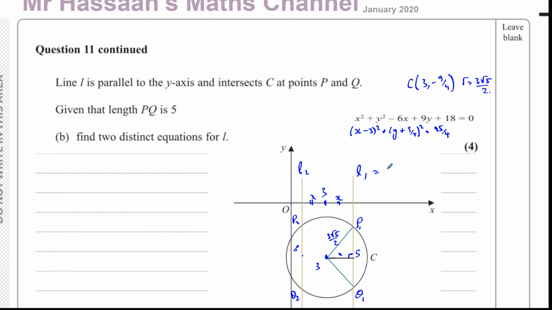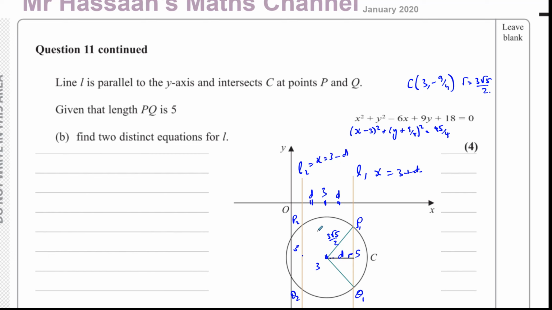Okay, so the equation of line 1 is going to be 3 plus x. Actually, let me not call it x, because x is the name of the equation. Let me call it something else. Let me call it distance d. That's going to be d, and that's going to be d. So the equation of line 1 is going to be given by x equals 3 plus d. And for line 2, it's going to be x equals 3 minus d. Okay, because x equals 3 would be the line that goes through the center, vertical line. That's d away from the center that way, and that's d away from the center that way.